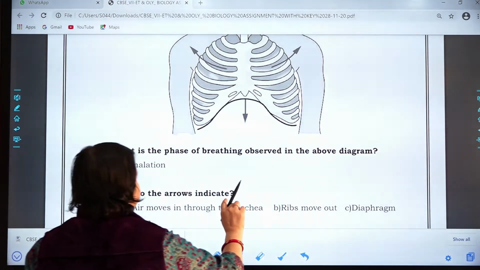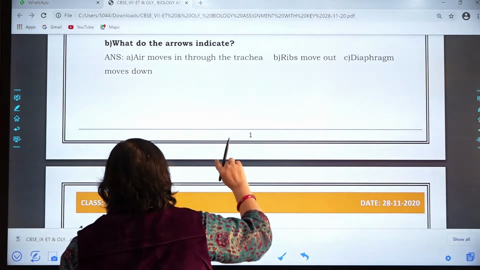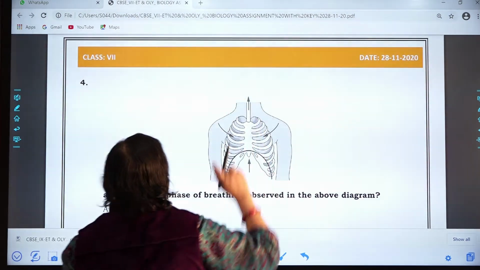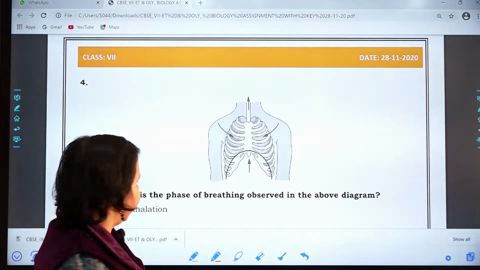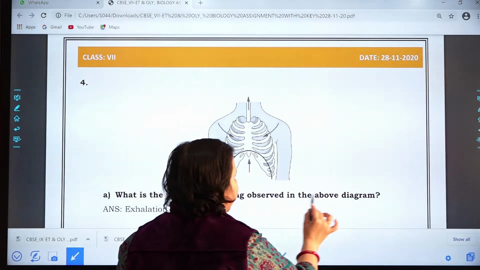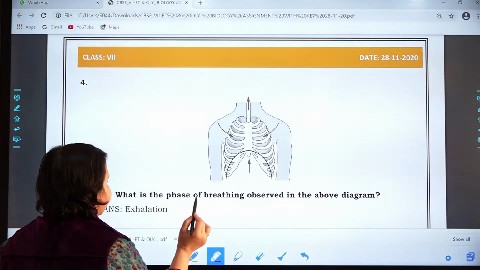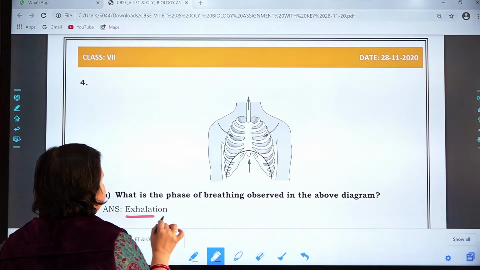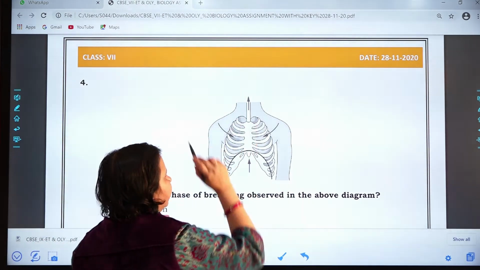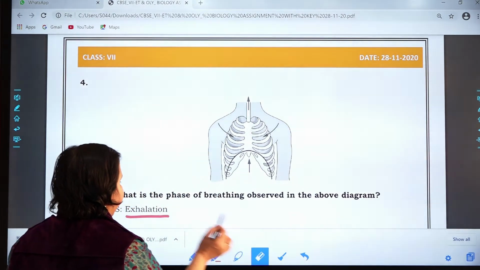Now, let's see the other question, question number 4. Again, it is related to the diagram. Question number 4, A part: what is the phase of breathing observed in this diagram? The phase of breathing is exhalation. That means air, can you see with the arrow? Air is moving out. So that is exhalation.